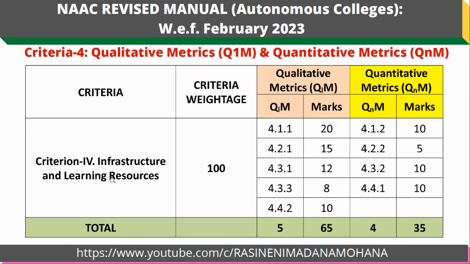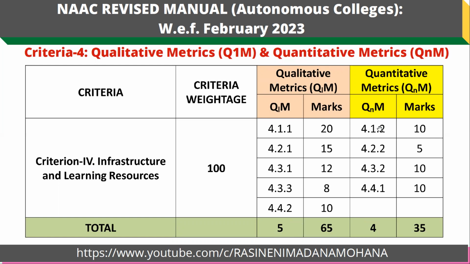Then criteria 4, infrastructure and learning resources, total weightage is 100, which consists of 5 qualitative matrices with 65 weightage, then 4 quantitative matrices with 35 weightage. The first qualitative metric is 4.1.1, 20 weightage, then 4.2.1, 15 weightage, 4.3.1, 12 weightage, 4.3.3, 8 weightage, 4.4.2, 10 weightage. Total 5 qualitative matrices with total 65 weightage.